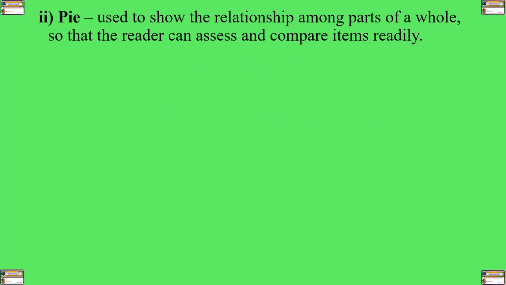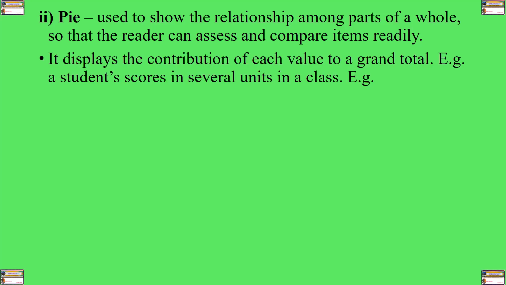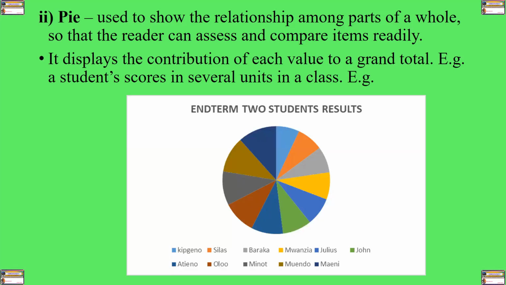Number two is pie chart. A pie chart is used to show the relationship among parts of a whole so that the reader can assess and compare items readily. It displays the contribution of each value to a grand total. For example, a student scores in several units in a class. So this is how a pie chart would look like.